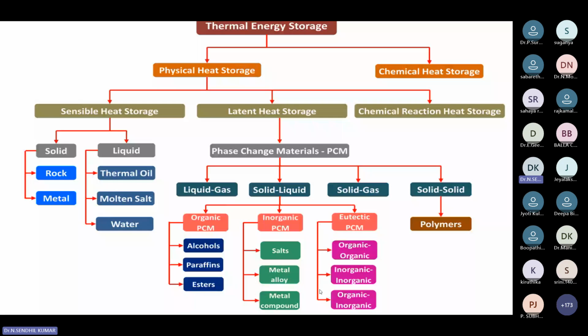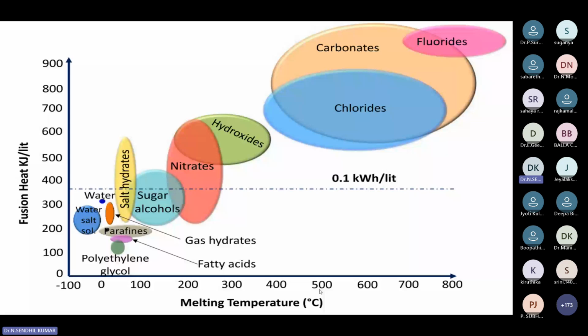Chemicals will go from solid to liquid. Some polymers will be there. So there also some heat storage will be there, and then we can remove it also. This is how much heat is required per liter, the melting point. What is the melting temperature of that? It depends on your application. You have to choose from fluorides, carbohydrates, chlorides, hydroxides, nitrates, sugar, alcohol. If you see that, the temperature will be minimized. Gas, fatty acids, water, all those things. It depends on your application, and you have to check the properties of the PCM.